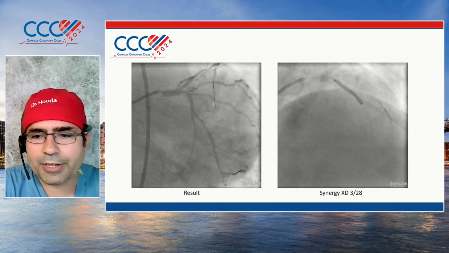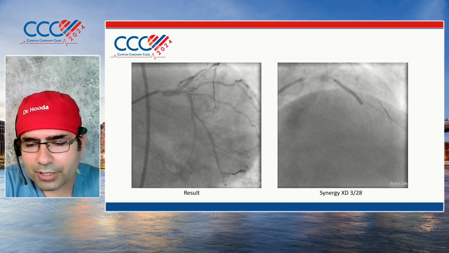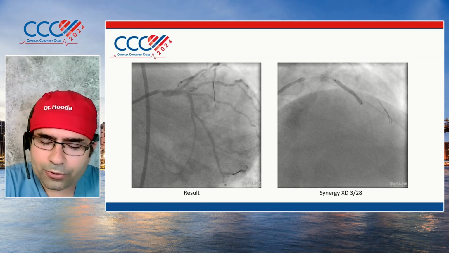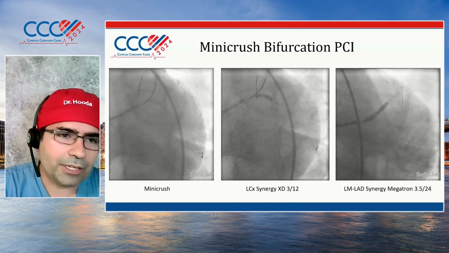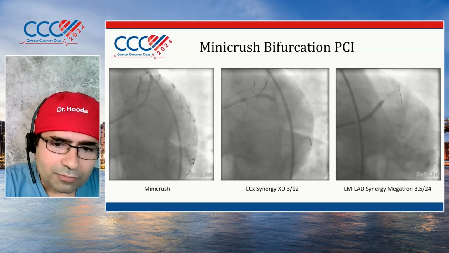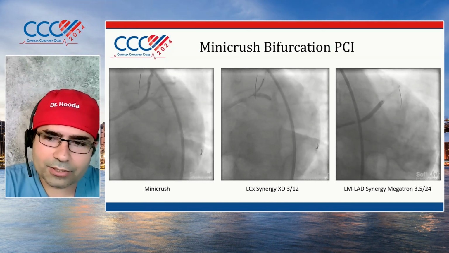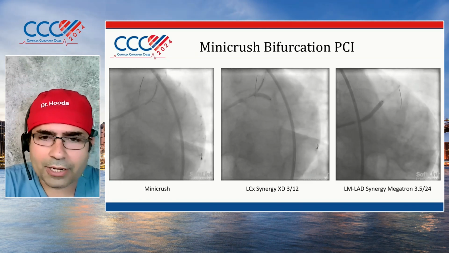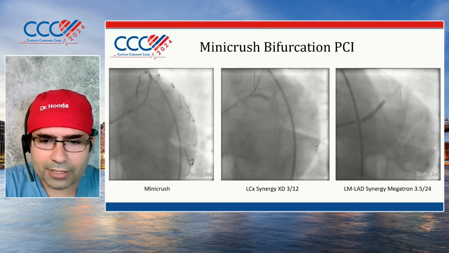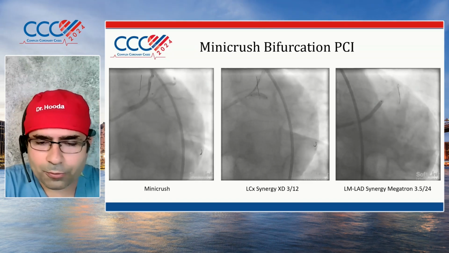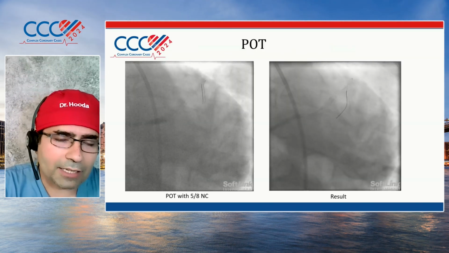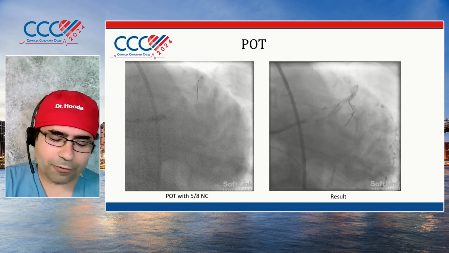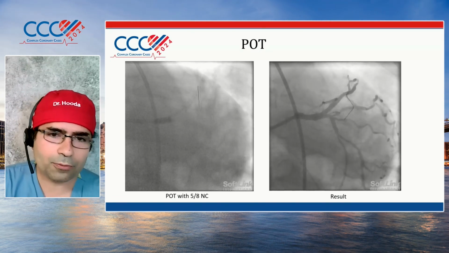And then we deployed a Synergy 3 by 28 stent in the mid LAD, and then we performed the mini crush using a 3.0 by 12 in the circ and a Megatron 3.5 by 24 in the left main to LAD. The distal reference for circ was 3.0 only, and so it went well. And then based on the IVUS, the left main was 5.0, so we did a POT with 5.0.